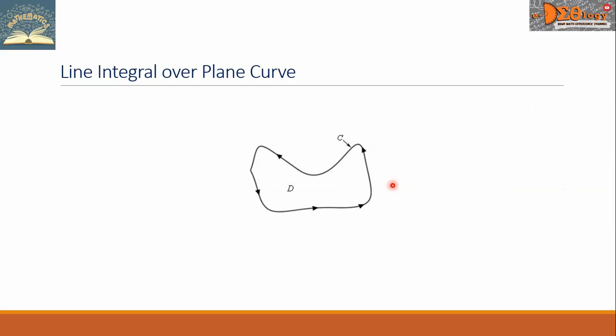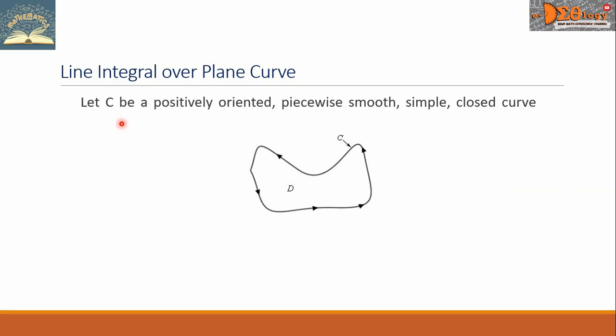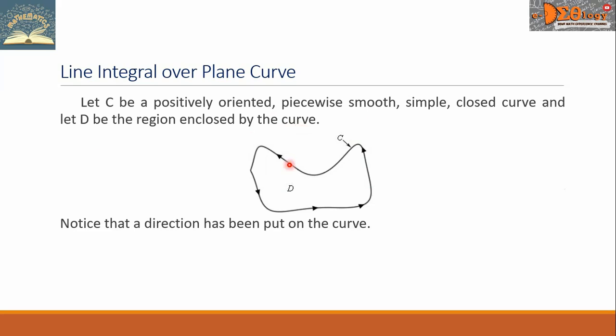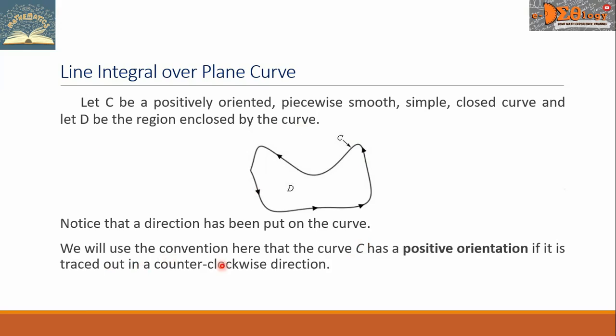Given this illustration here, let C be a positively oriented, piecewise smooth, simple, closed curve, and let D be the region enclosed by the curve. Notice that a direction has been put on the curve. We will use the convention here that the curve C has a positive orientation if it is traced out in a counterclockwise direction.